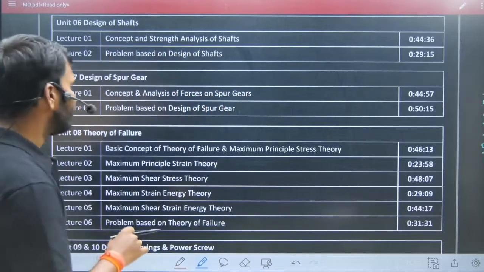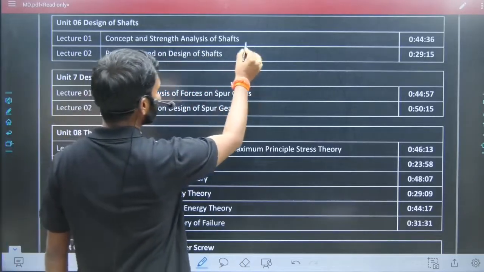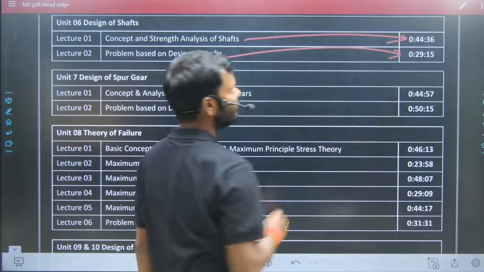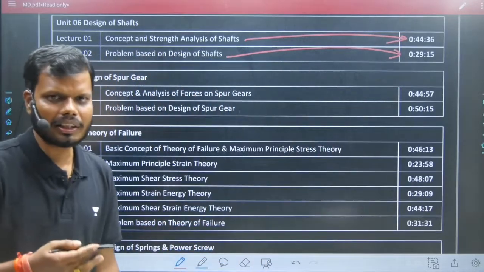Clear that point? Okay, so concept and strength analysis of shaft is covered in 44 minutes 36 seconds, and problems are covered in 29 minutes 15 seconds only.